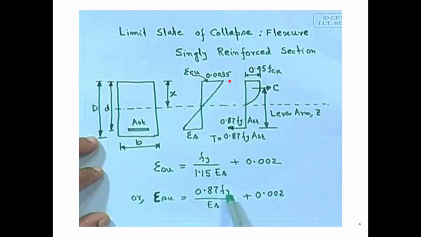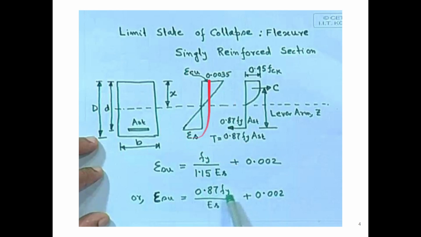As you can see here, the extreme fiber for concrete under compression, the strain is taken as 0.0035. We discussed it last class. And for finding the extreme fiber tension value, we use the formula Fy by 1.15 Es plus 0.002. Es is 2 into 10 to the power 5 megapascal. What remains variable is Fy. It can be 415, it can be 500, it can be 250. So based on this, the epsilon su value will change.